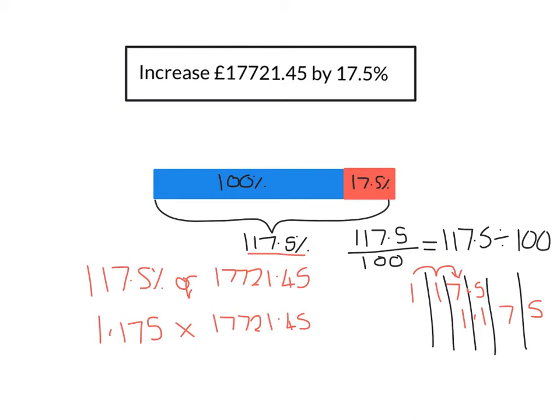So 1.175 times 17721.45, and I get 20,822.70. It was pounds, so I'm going to round it to pounds and pence. There's my answer. I don't need to put any other digits after that because you don't have anything smaller than a pence. So that's my 70 pence. So £20,822.70.